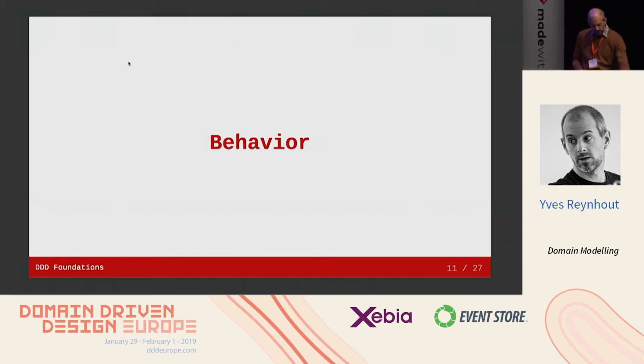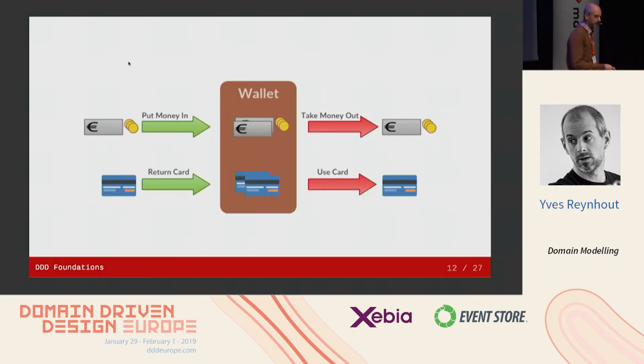So if I look at my wallet, what behavior does my wallet have? What function does it perform? That's fairly simple, right? You put money in, you take money out. You insert or return a card, or you use a card at that point. But what's interesting is that the conversation I'm now having becomes much more interesting. Where's the money coming from? Where's the money going to? How much money? Which cards do I put in there? So I can start asking a lot more questions about this.